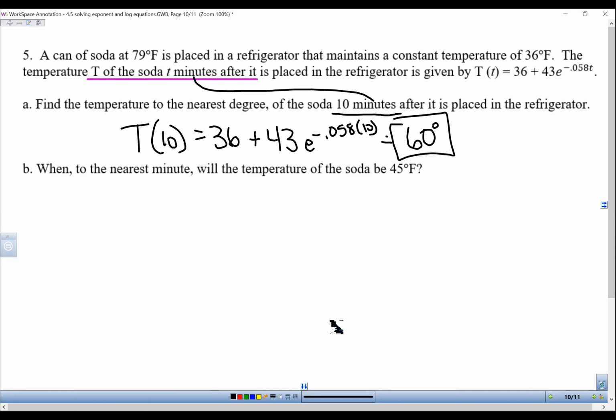Okay. Then they want to know when, to the nearest minute, will the temperature be 45. So basically, temperature is capital T. When does this equation equal 45?